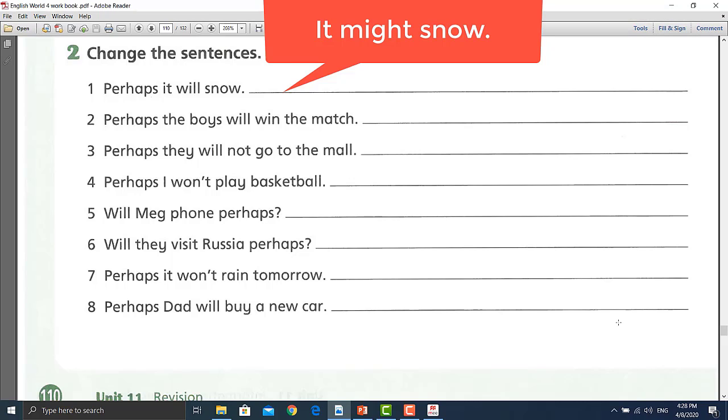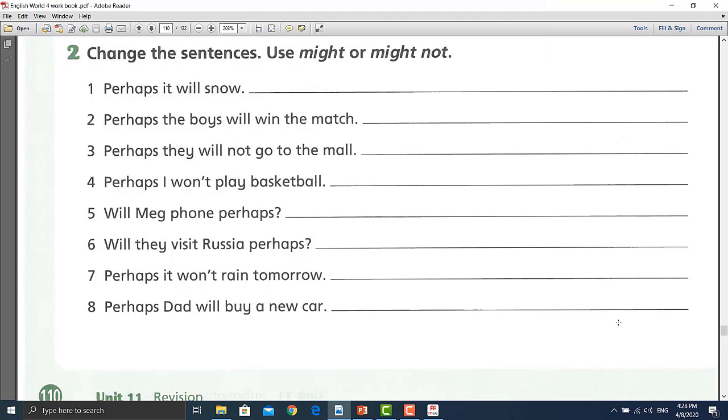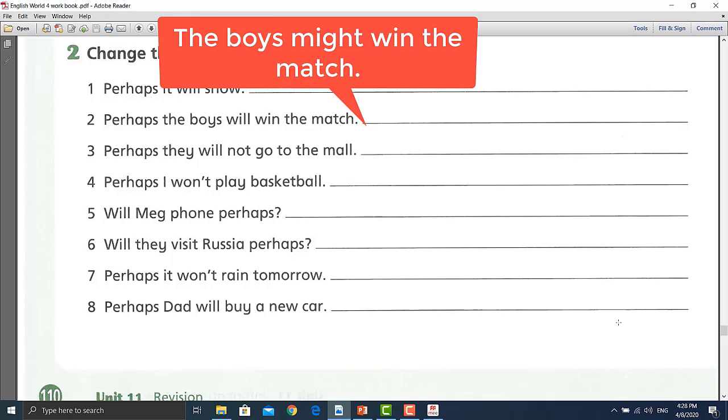Number 2, perhaps the boys will win the match. Who can do it? Yes, we omit perhaps and will, and we use might because this is an affirmative sentence. The boys might win the match.